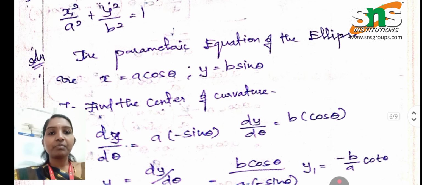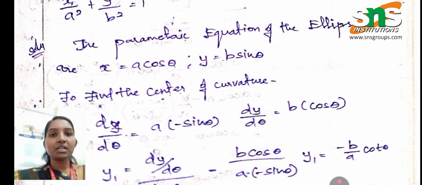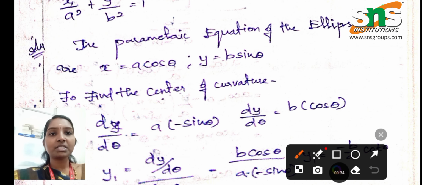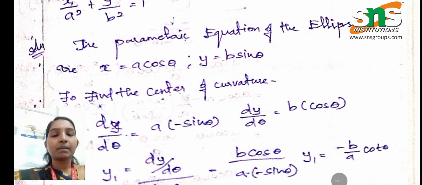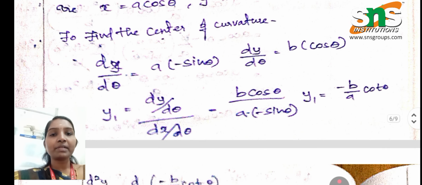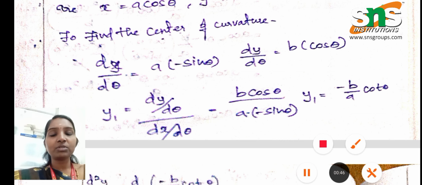In the first step, we have to write the parametric equation of the ellipse. What are the parametric equations of the ellipse? It is x is equal to a cos theta and y is equal to b sin theta. Next step is to find the center of curvature, because evolute is the locus of center of curvature. To find center of curvature, we are in need of y1 and y2. y1 and y2 are the first derivative and the second derivative respectively.